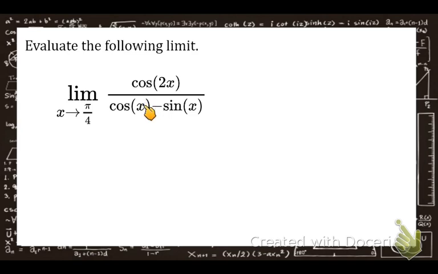Probably the way I would have leaned in all these examples is to use L'Hopital's rule, just because I only have to remember one rule as opposed to a bunch of different ways of simplifying, but that's totally up to you. If you want to use these different identities to simplify, you can do that as well.